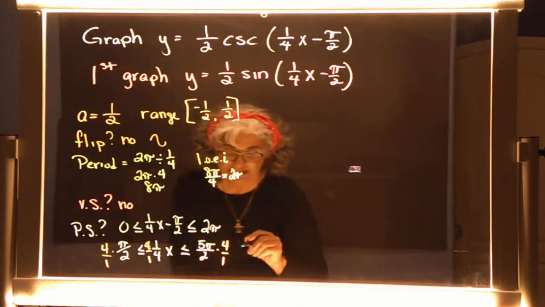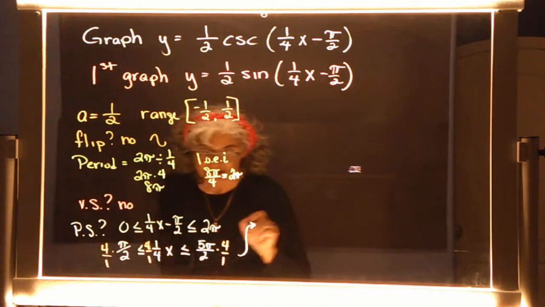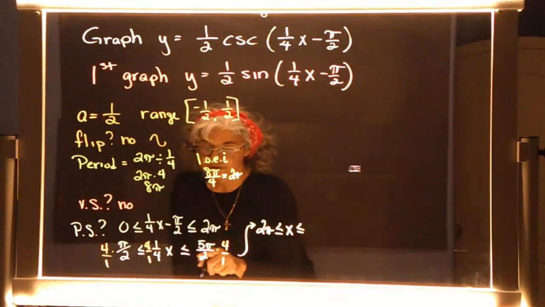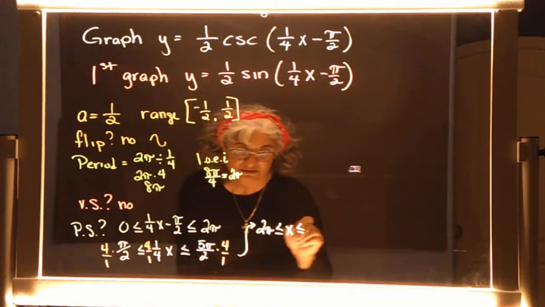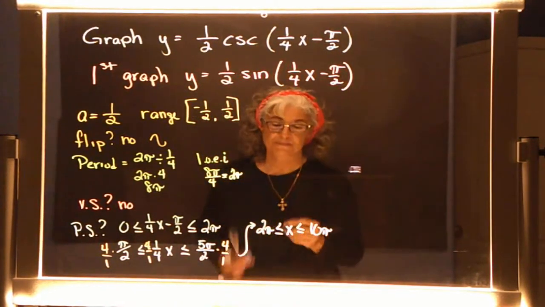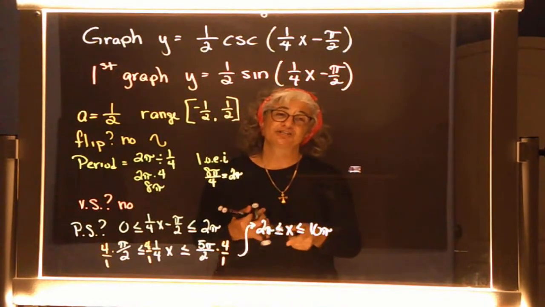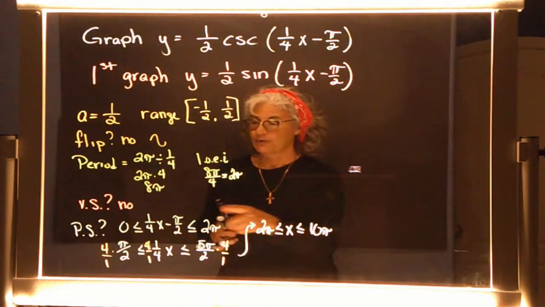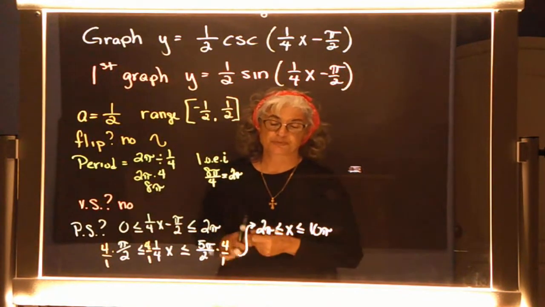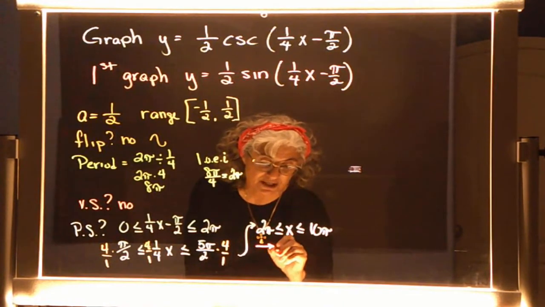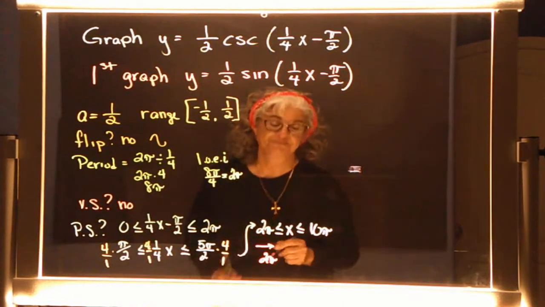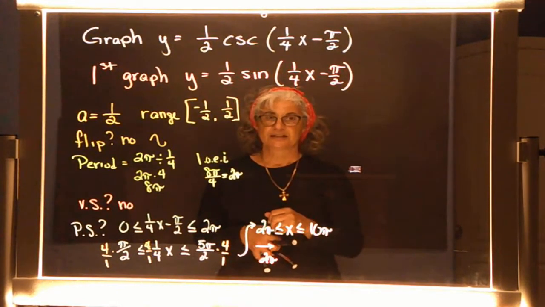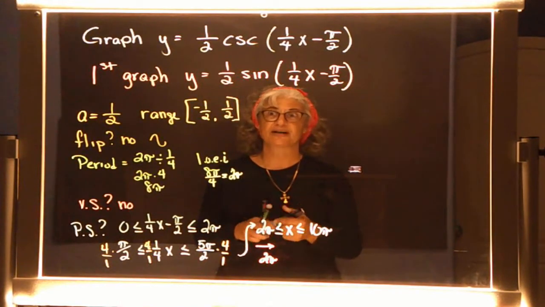So it looks like we're going to start at 2 pi, less than or equal to x, less than or equal to, what happens when we cancel? Looks like we get 10 pi. So we do have a phase shift, don't we? Normally we start at 0, but now we're starting at 2 pi. So it looks like the phase shift is to the right by 2 pi. Cool? Okay. Let's start this graph.